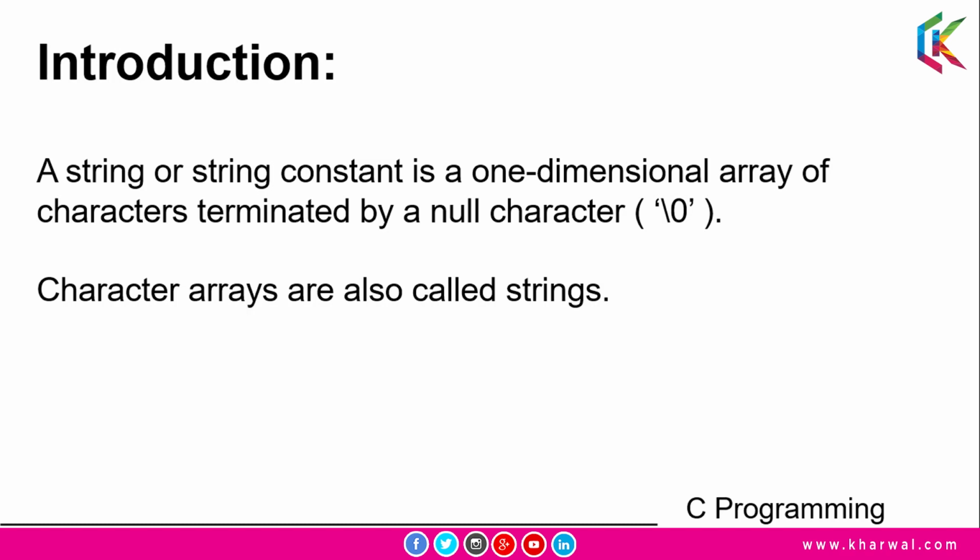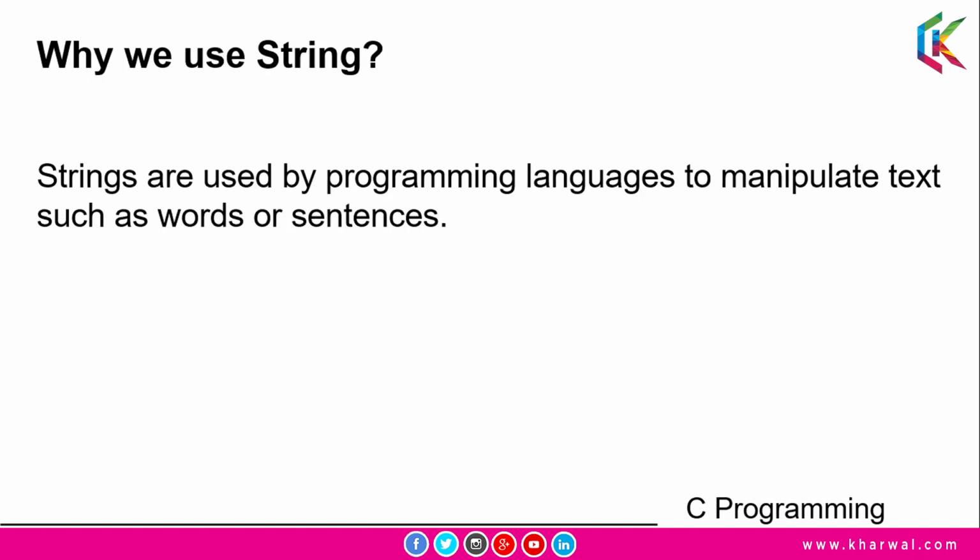Now, moving on to the next topic: why do we use strings in C programming? A group of integers can be stored in an integer array. Similarly, a group of characters can be stored in a character array. Strings are used by programming languages to manipulate text such as words or sentences. Let's take an example of a string.